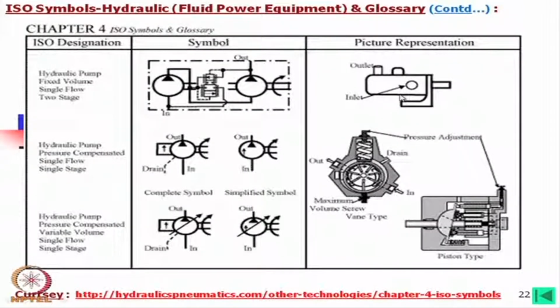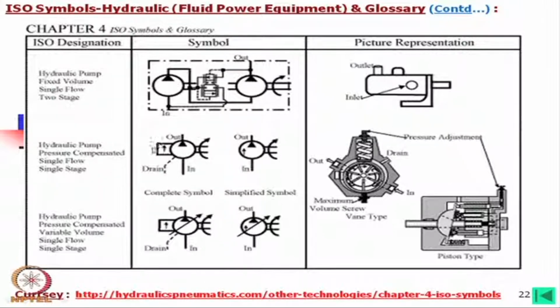Okay. Now, next again this one is also, as you see, a double pump, hydraulic pump, fixed volume, single flow, two stage. Here this is a two stage pump. There two separate pumps were running by the same shaft. In this case, this is a two stage pump. This is again to increase the pressure of the hydraulic oil. Now, in this case what we find is that we have added one drain line here and one arrow. So, what does it indicate? Hydraulic pump pressure compensated, single flow, single stage.